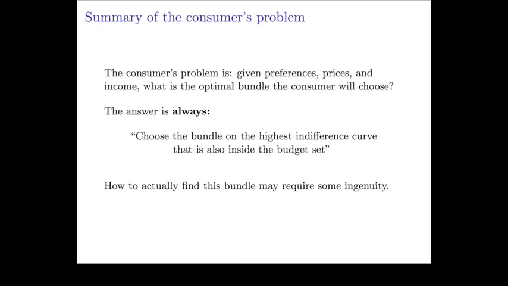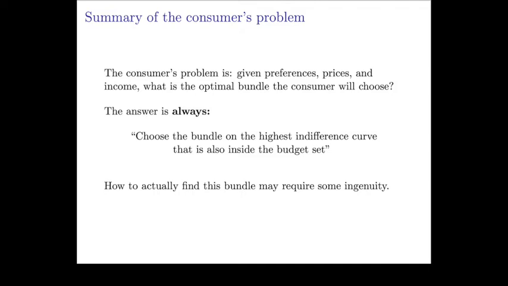Let's wrap up this chapter with a quick summary of what we've learned. The consumer has preferences over the various bundles. The consumer faces various prices for the two different goods. And the consumer has some given income. So his problem is to decide on what the optimal bundle is.